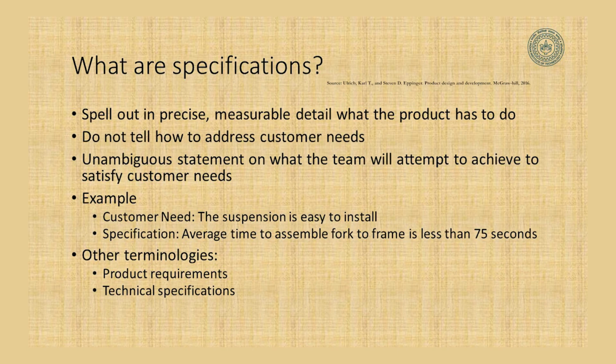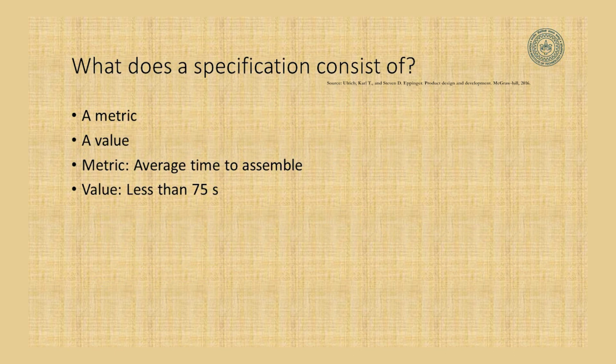So, other terminologies, so specifications are also referred to as product requirements. So, you will find this when you come through a lot of product design literature, instead of specifications, they will say product requirements, okay, or technical specifications. So, what does the specification consist of? So, specification has a metric, okay. So, average time to assemble, that is your metric, and the value is 75 seconds, less than 75 seconds a value. Specification has a metric and a value. So, average time to assemble and your value.